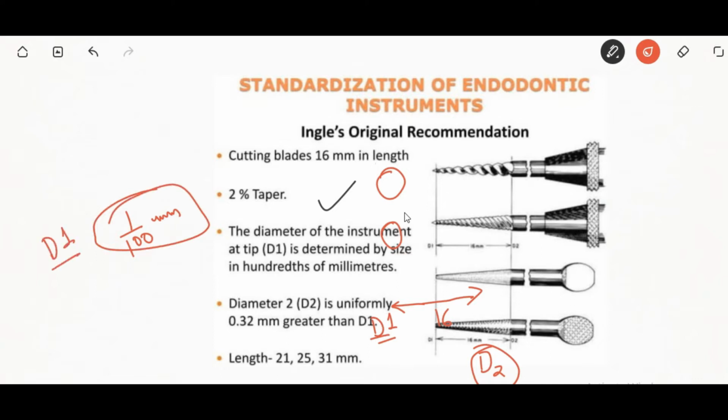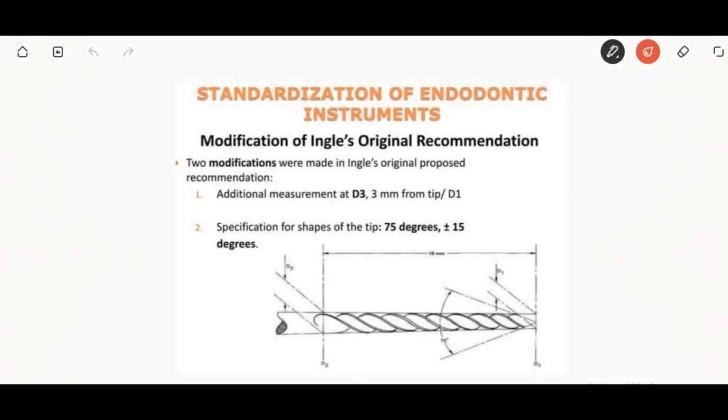The instrument's handle should be color coded for easy recognition, and the instruments will be available in lengths of 21, 25, 28, 30 and 40 mm. The 20 mm length we use for the molars, 25 mm for the anterior, 28 or 30 for the canines, and 40 mm for the endodontic implants.